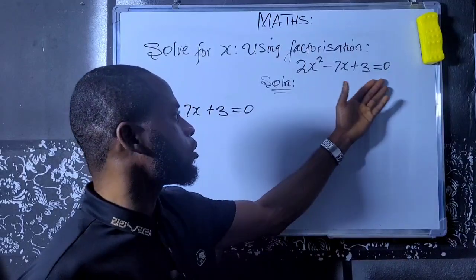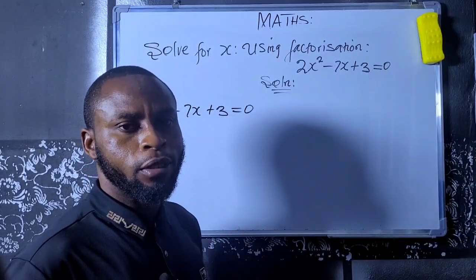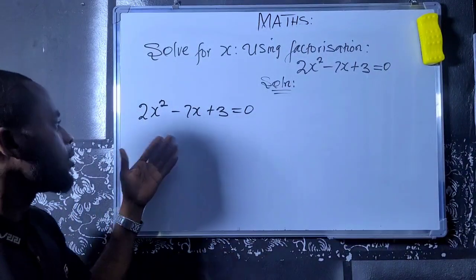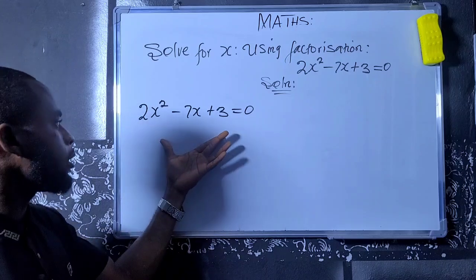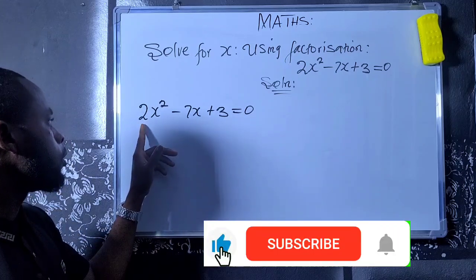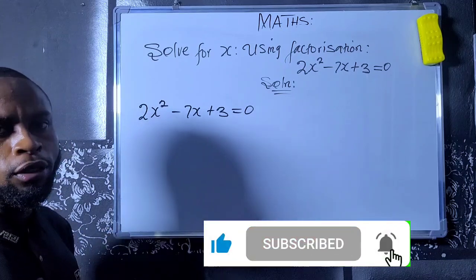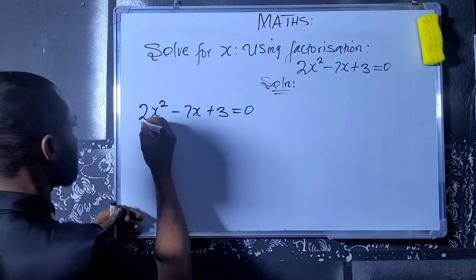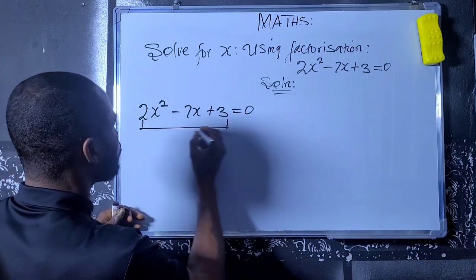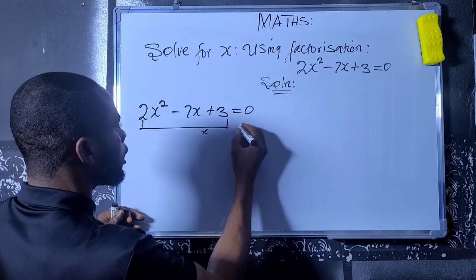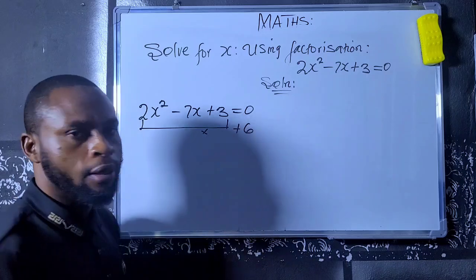We have to solve this using the factorization method. The first thing I'm going to apply here is to multiply the leading coefficient by the constant, and I'm going to have 2 multiplied by 3, that will give me plus 6.